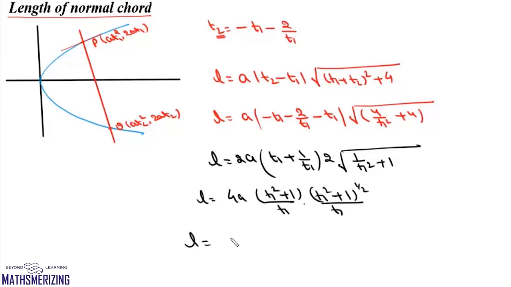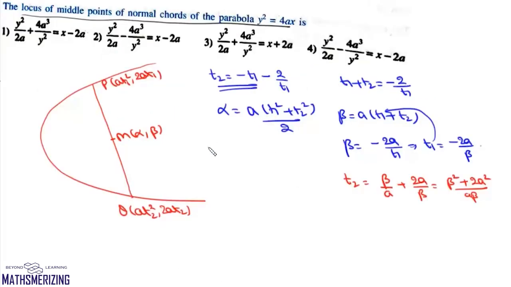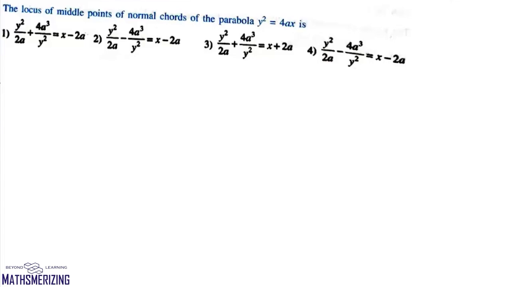So the length of the normal chord drawn at any point t1 will be (t1 square + 1) to the power 3/2 upon t1 square. So that is the formula for the length of a normal chord of a parabola. Now here the question is, find the locus of the middle point of normal chords of this parabola y square equals 4ax.